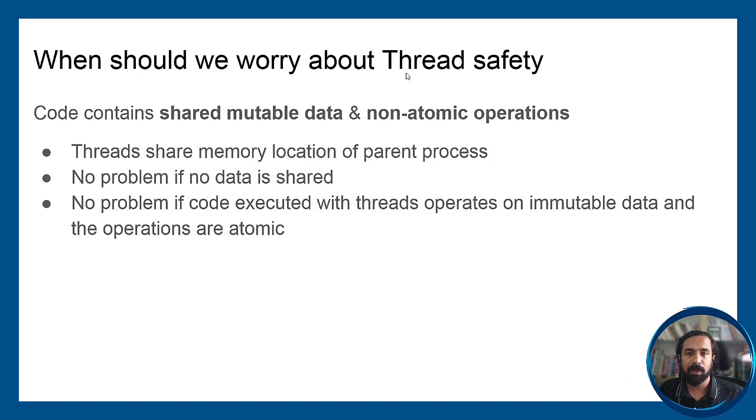Next, thread safety issues happen in a multi-threading environment where there is shared mutable data as well as non-atomic operations. So in the concept of threads, threads do not have independent memory locations. They share the memory location of their parent process. So there can be issues when the data is shared across threads. And if the code executed with threads operates on immutable data, like there is no shared data, and the operations are atomic, like when one thread completes its operation before being context switched, there won't be any thread safety issues.